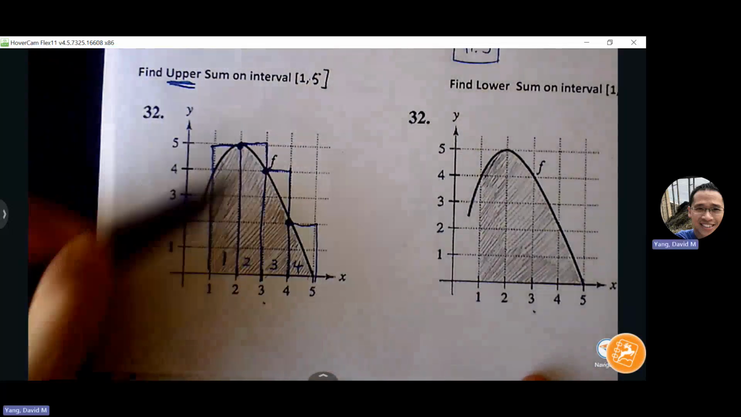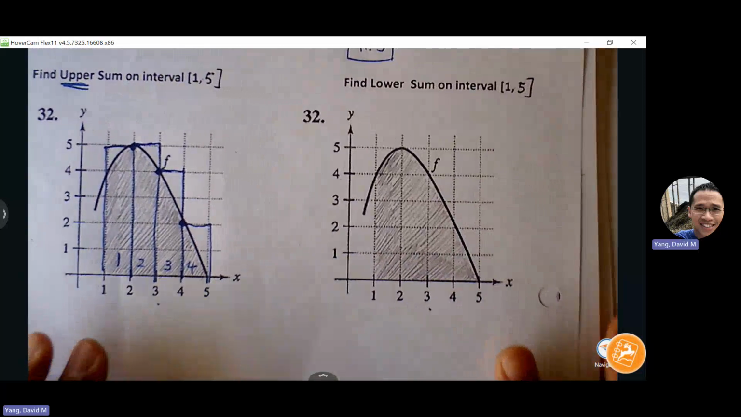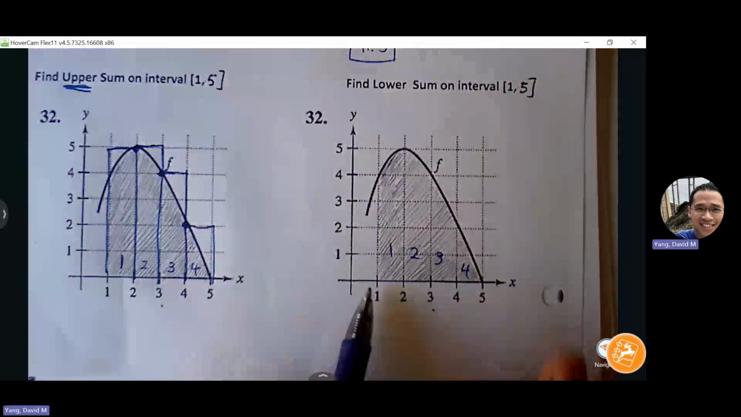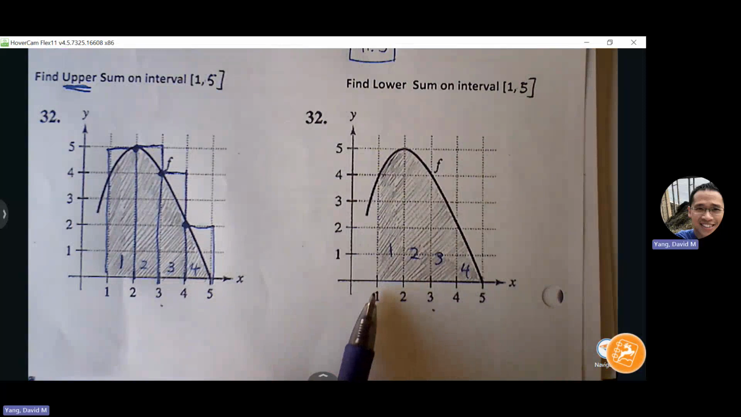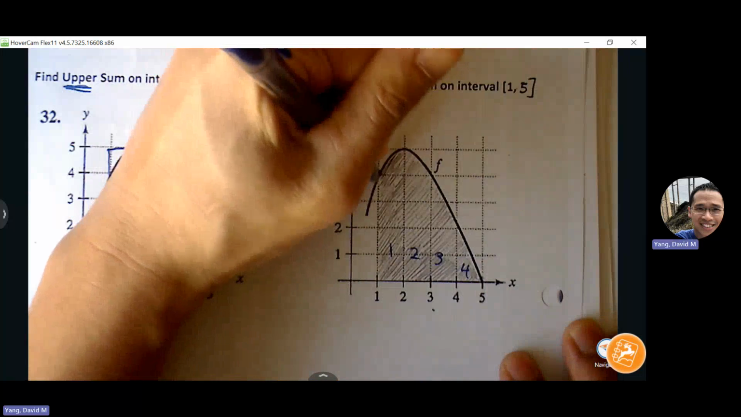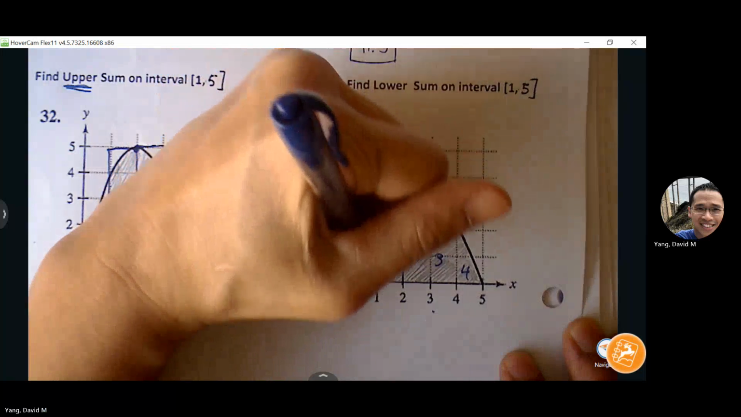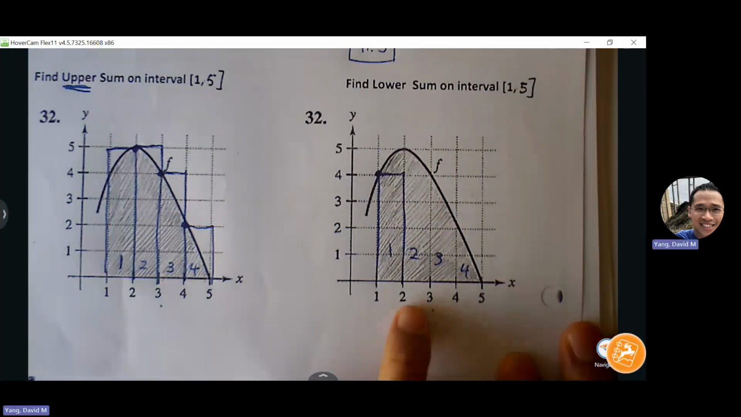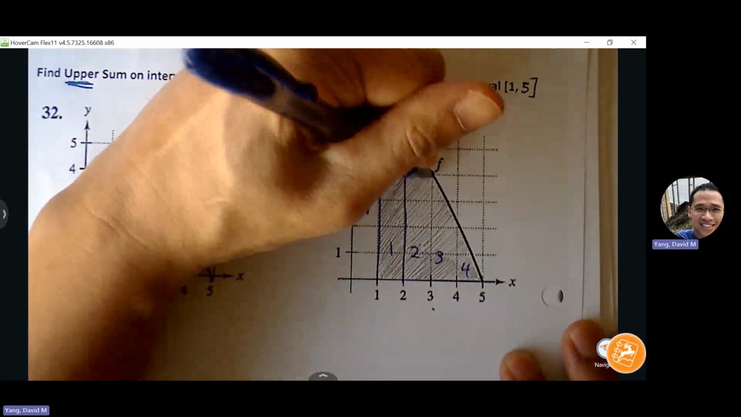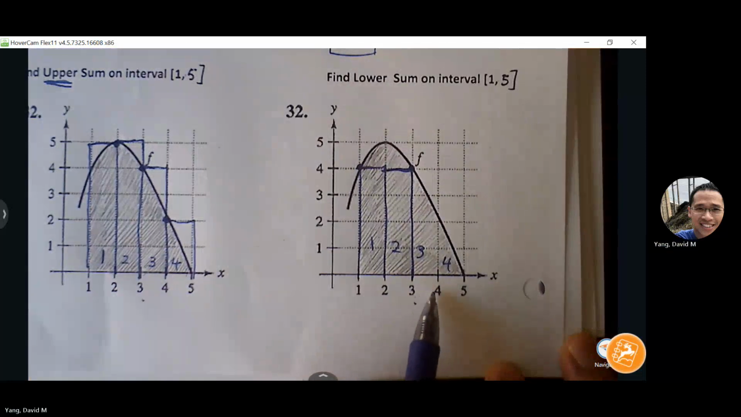Width times height, that's pretty straightforward. I want to help draw the lower sum here, in case we run out of time. Between 1 and 2, which one has the lower height? 1. Highlight where the curve is. Between 2 and 3, for the second subinterval, which one is lower? 3. So make that the height of the second rectangle. Between 3 and 4, 4.